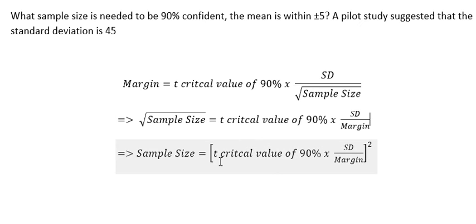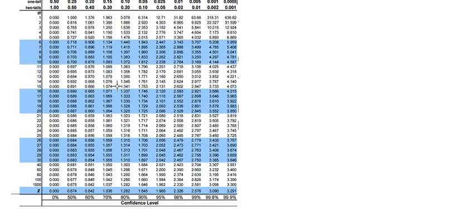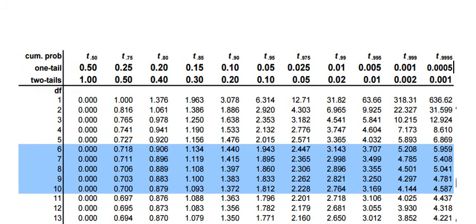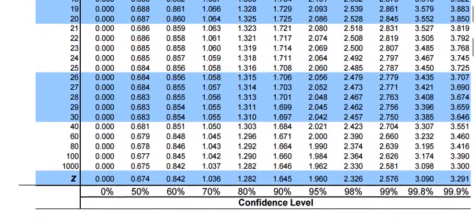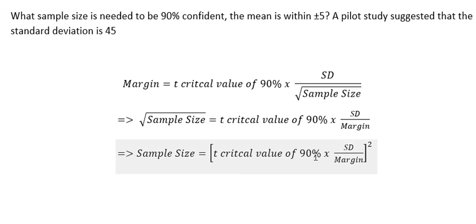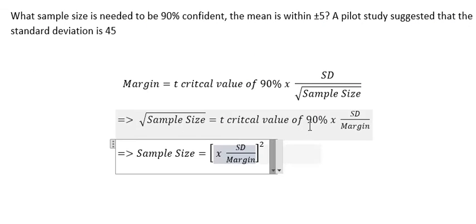So we need to find the t critical value of 90%. So we will use the table. Here is the table we need to use, and because this is big data we will use infinity. We have 90% here, so the critical value of t is about 1.645.